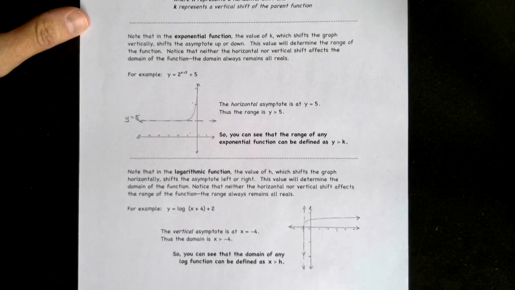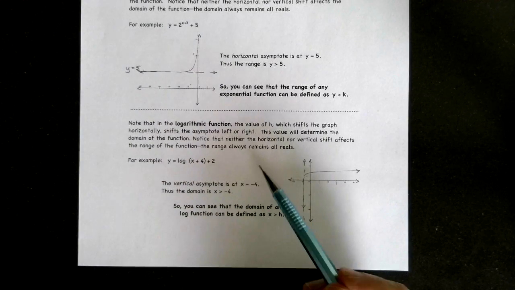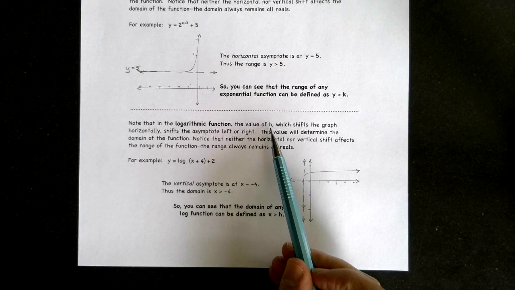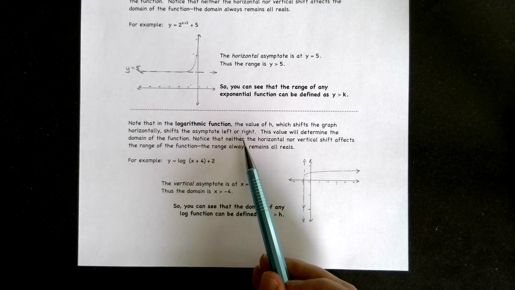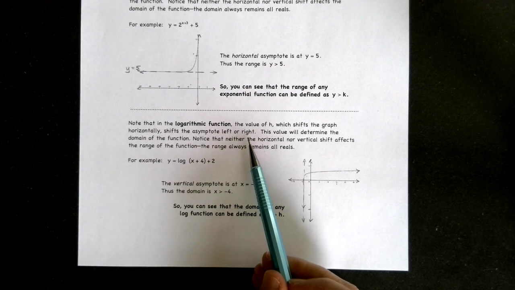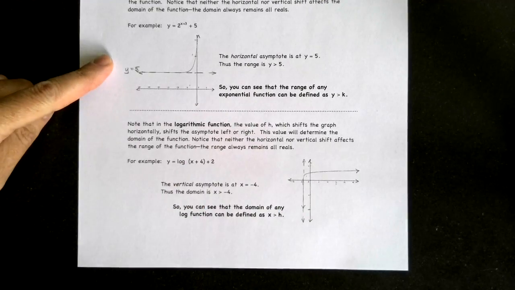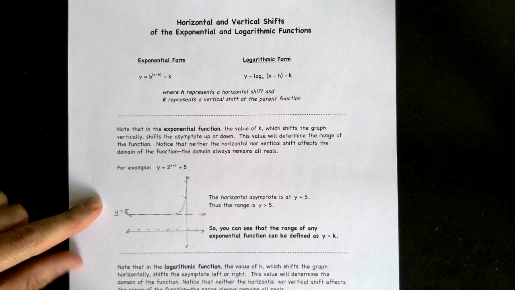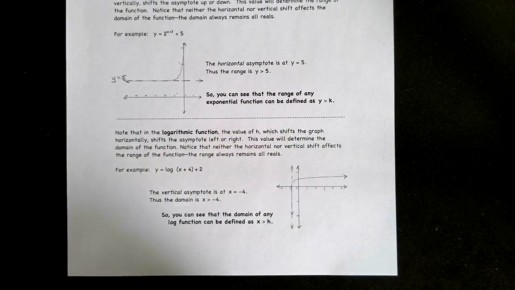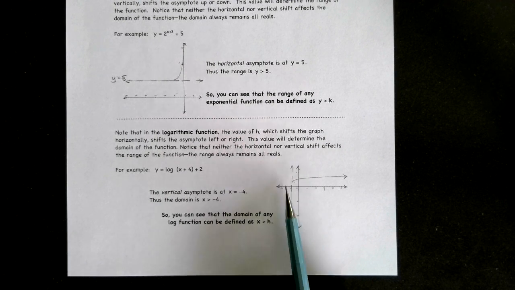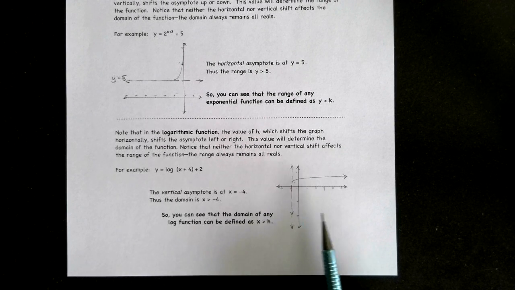What does this mean for log functions? Notice that in the log function, it's the value of h that will shift the graph horizontally, and that will shift the asymptote left or right. Right, so we care more about that when we're thinking about where the asymptotes are. Here, we're worried about what the k value is, because that's going to shift your graph up or down. It will shift your asymptote up or down. Here we have a vertical asymptote, so we've got to think about which way it's shifting, right, left or right.